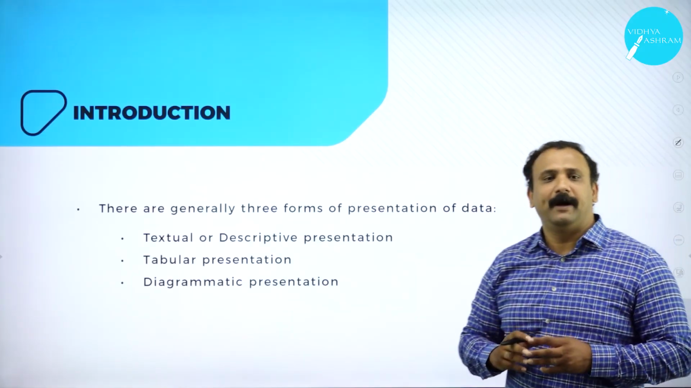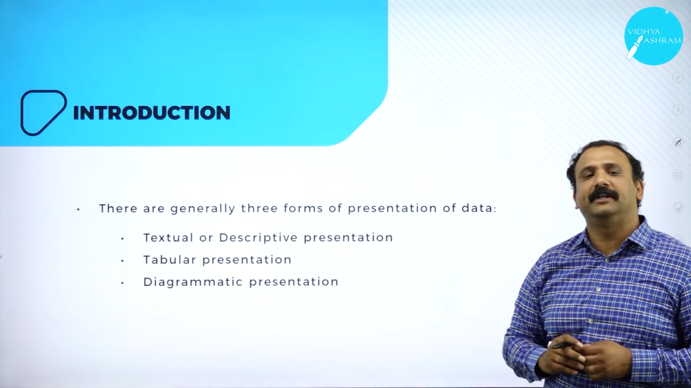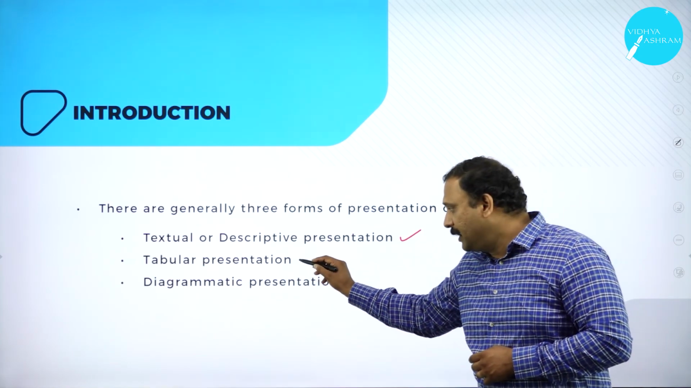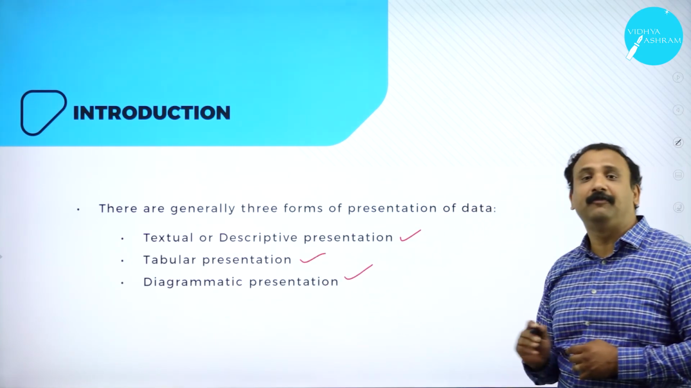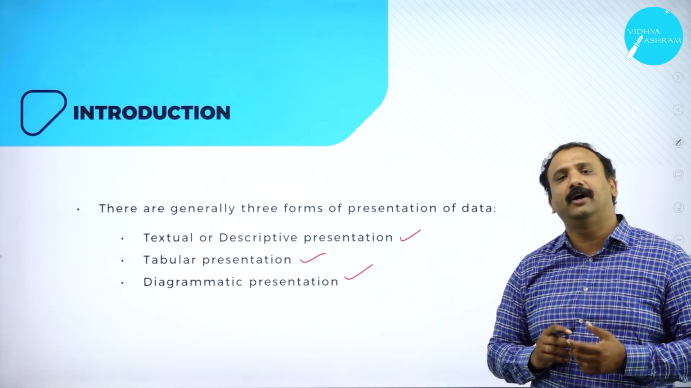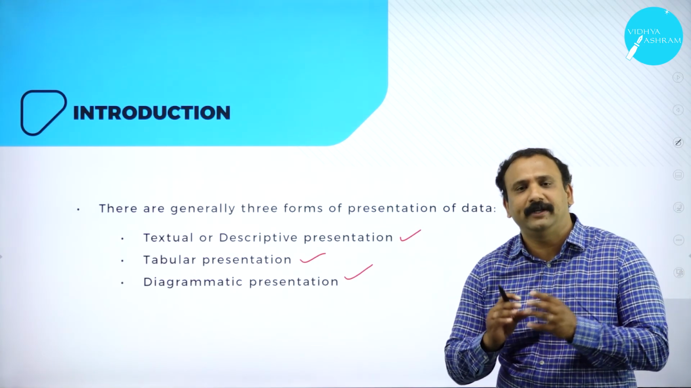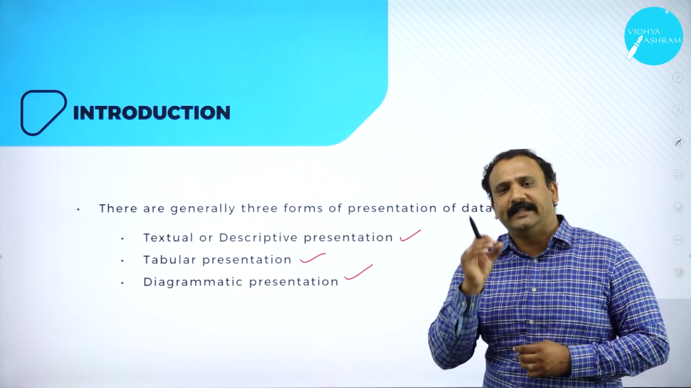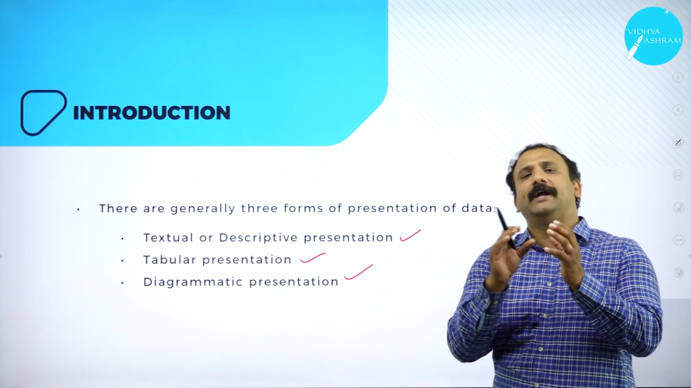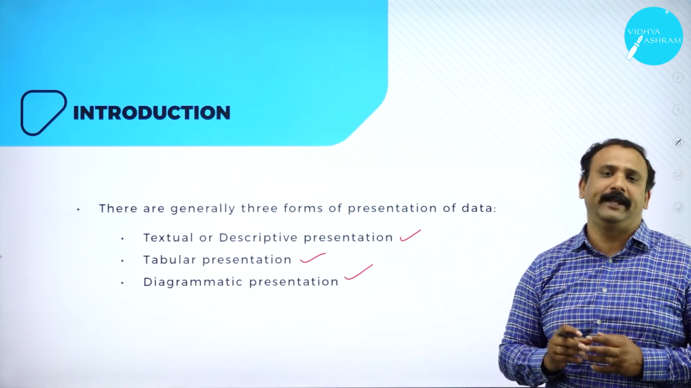The introduction part. There are normally three forms in the way how you can present a data. You have a textual form, you have a tabular form, and you have a diagrammatic form. So three formats through which you will be able to present the data altogether. Now when you say the word textual form, then where does data come into? Now the data that is being written in the form of theory. So when you write it in sentences, we call it as textual form of data.